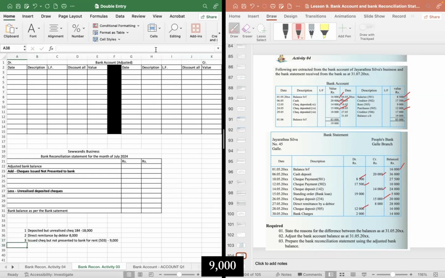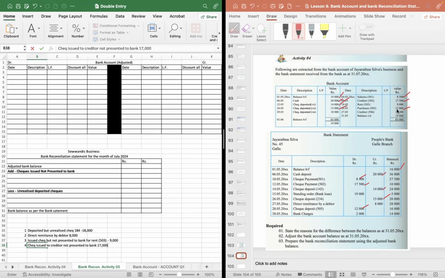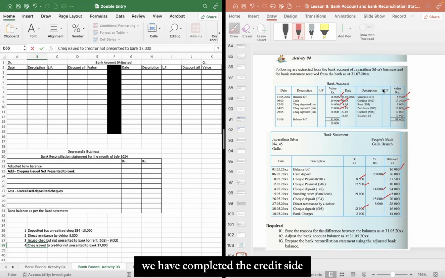Fourth reason, check issued to creditor not presented to bank, 17,000. This one. Okay. Then we are checking this. We have completed the credit side and now we are looking at the debit side.